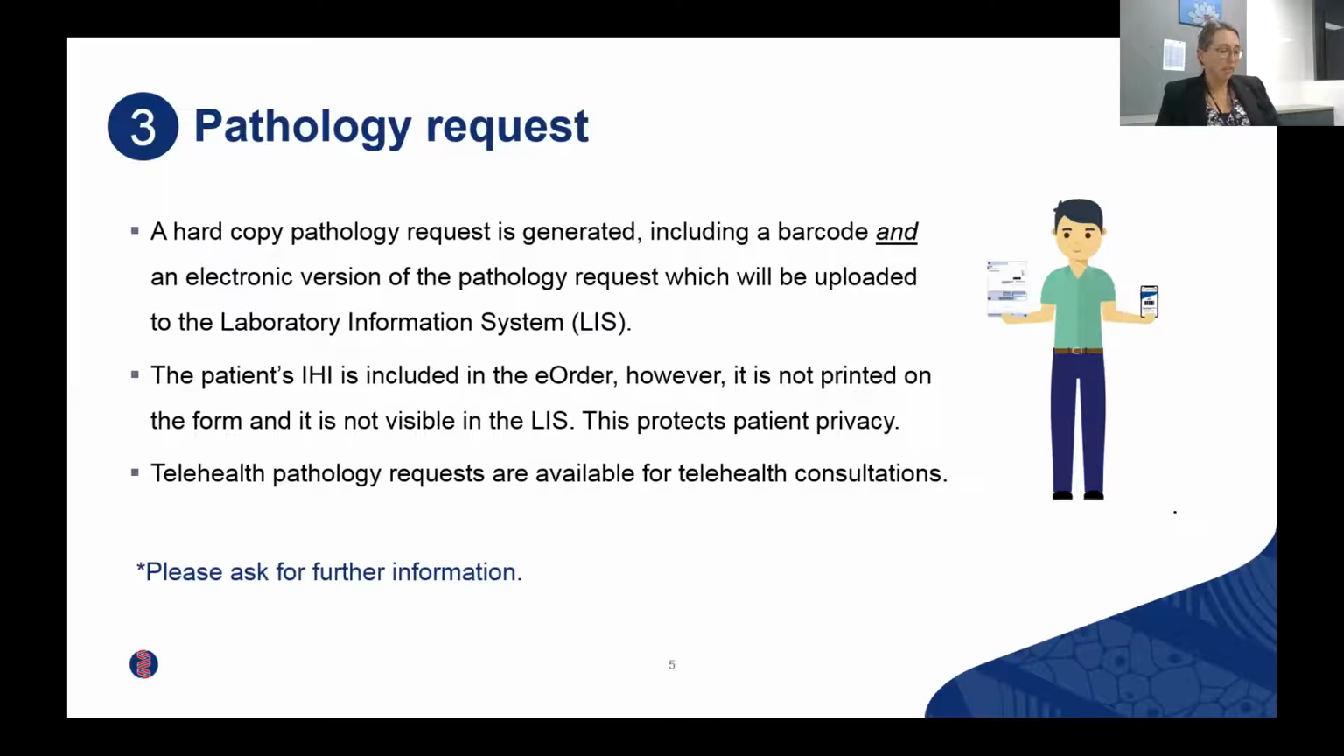Pathology request. A hard copy pathology request is generated still, and it will include a barcode and an electronic version of the pathology request, which will be uploaded to the laboratory information system. The patient's IHI is included in the e-order, however, it is not printed on the form and it's not visible in the LIS. This protects patient privacy.